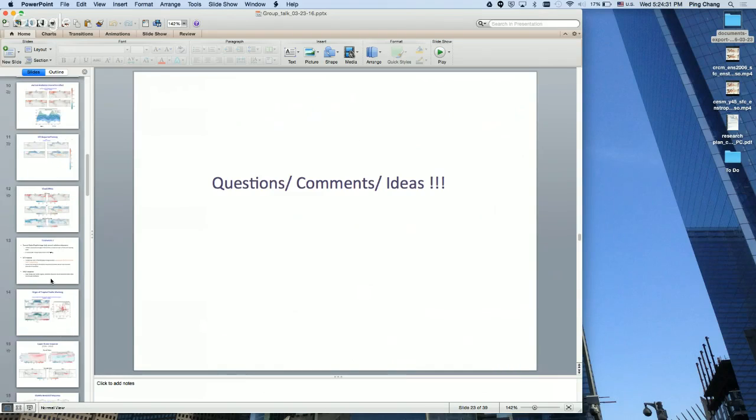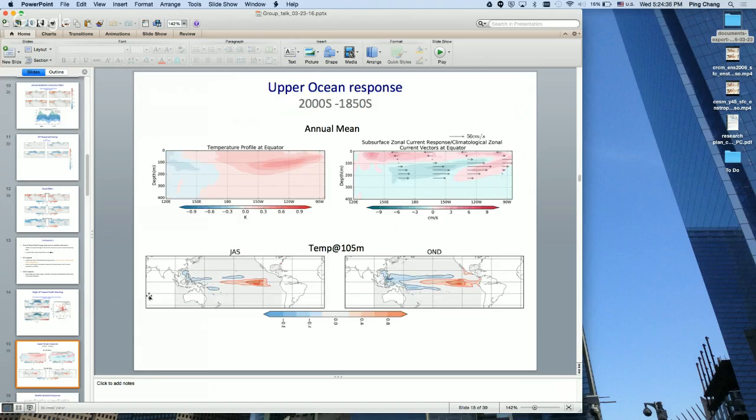Yeah, but the thing is, this is an annual mean picture, you know. That's fine. Statistically, it's not significant, but you can see how deep it goes. What is interesting is the subsurface is definitely stronger than the surface. It's definitely coming from the subsurface. The warming signal you see is actually coming from the subsurface.